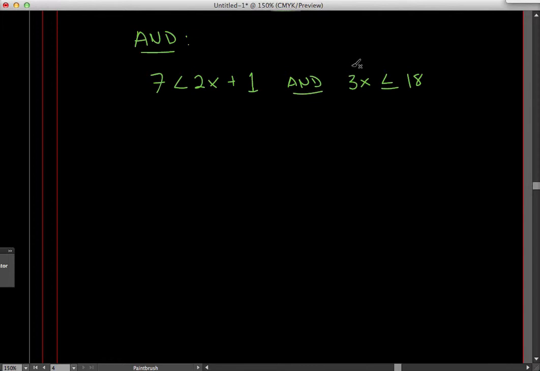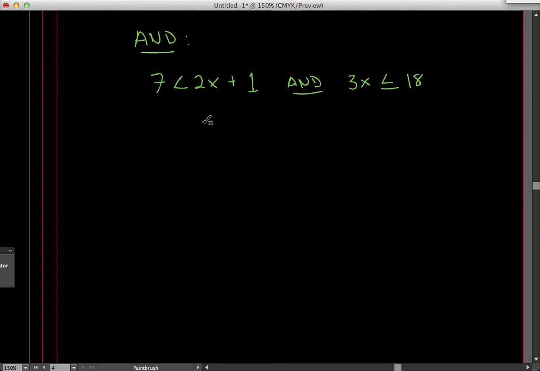Now what does this word "and" mean? Well, what it means is that for you to have an actual solution for x, for the values of x that you're trying to discover, x must be true for the first inequality and the second inequality. So they must overlap in some way. The best way to figure this out is by graphing it on a number line. So first let's simplify these.